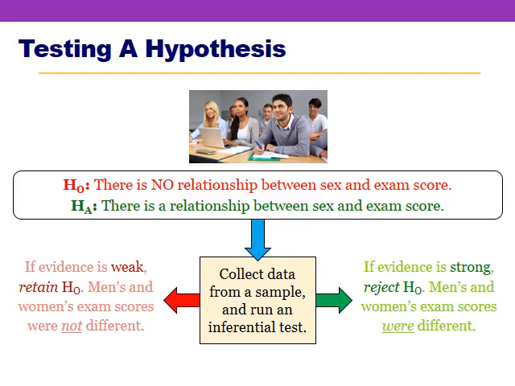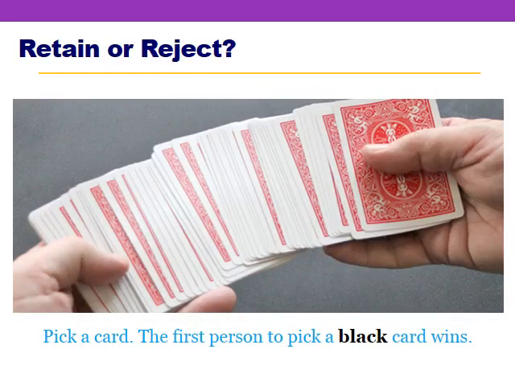Now again, the elephant in the room here is, how do we know if the evidence is weak or strong? The whole process of inferential statistics depends on that decision. We have to pick one of these two hypotheses as correct and the other one as incorrect. How are we going to make that decision? To illustrate how these tests work, we're going to play a game together.